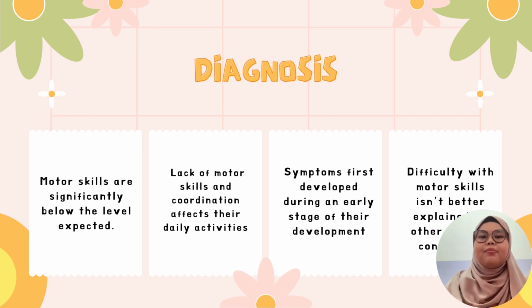For a child to be diagnosed with dyspraxia or DCD, they typically need to meet all of the following criteria. First, their motor skills are significantly below the level expected. Second, their level of motor skills and coordination affects their daily activities and achievements at school. Third, symptoms of dyspraxia first develop during an early stage of their development. And fourth, their difficulty with motor skills isn't better explained by other medical conditions.